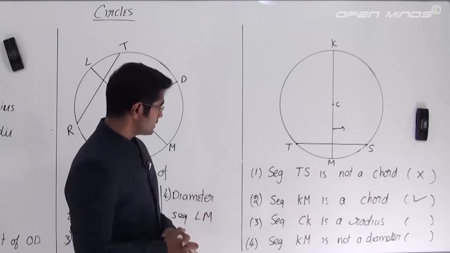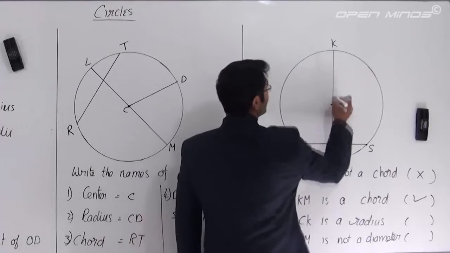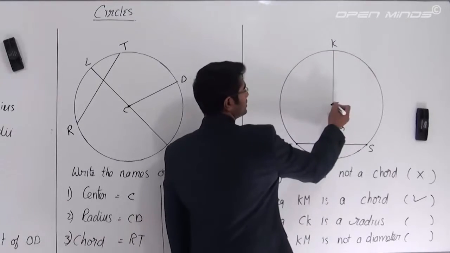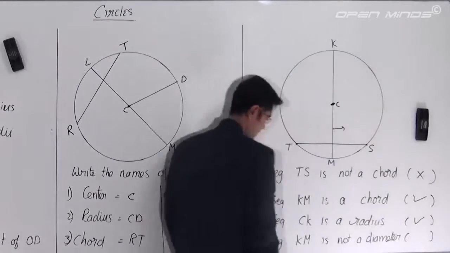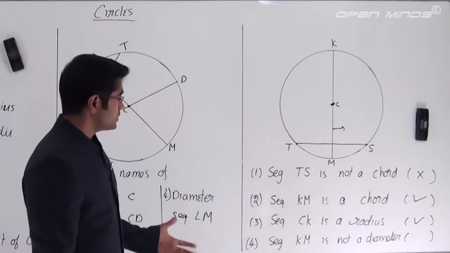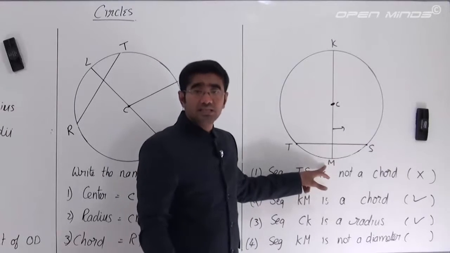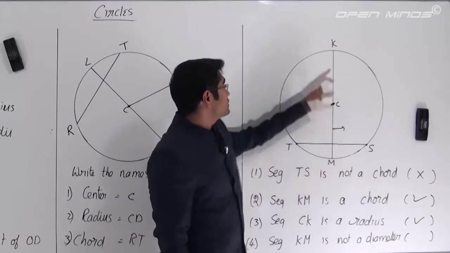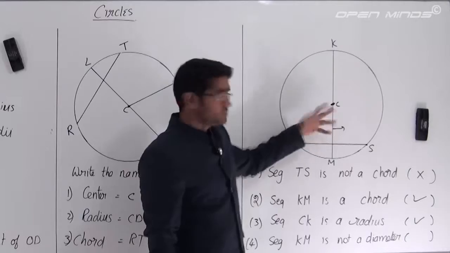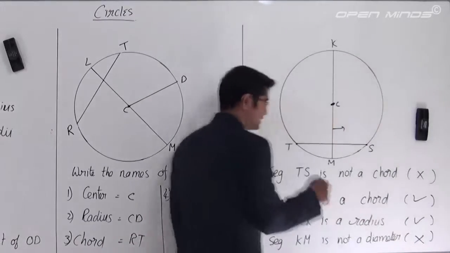The next one is segment CK is a radius. Where is CK? That is C and that is K. Yes, that is because it is joining the center and the circumference. CK is a radius, it is true. And segment KM is not a diameter. It is a diameter. Why? Because it is a line cutting the circumference at 2 points and passing through the center. So the statement that it is not a diameter is wrong. In fact it is a diameter.